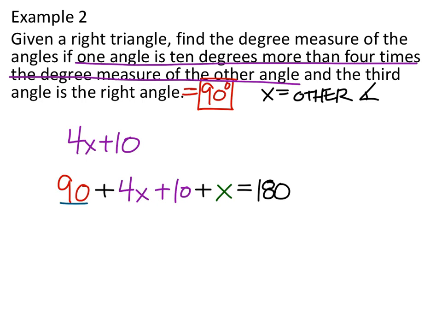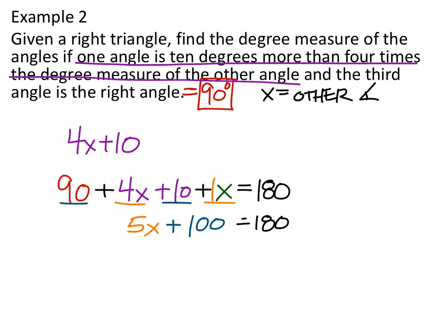So I've got this 90 and 10, which will combine to be 100. But then I also have the 4x and the 1x right here, which combine into 5x. Now that 100 is positive, and all of this equals the 180. So I've simplified this by combining like terms, and I'm going to keep my x's on the left.